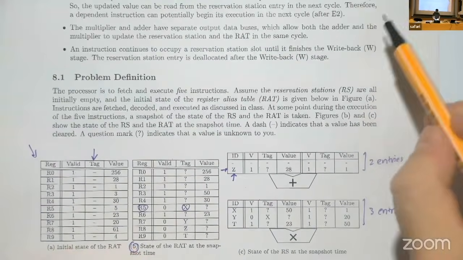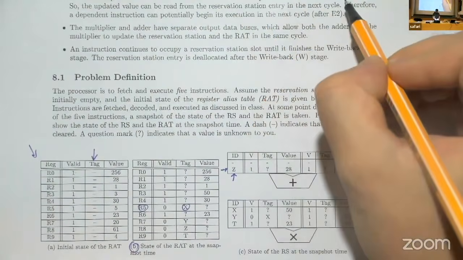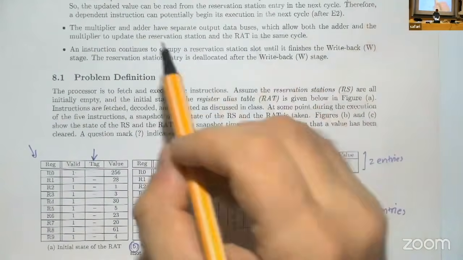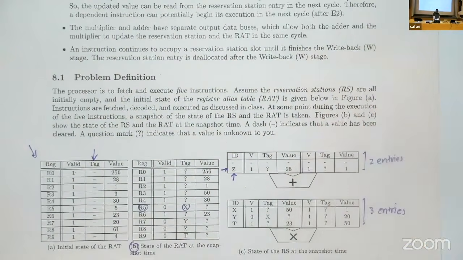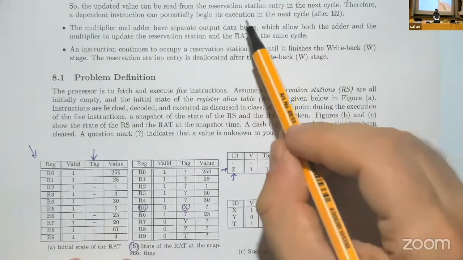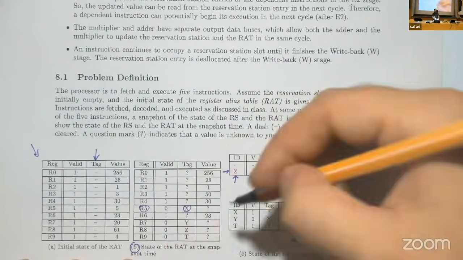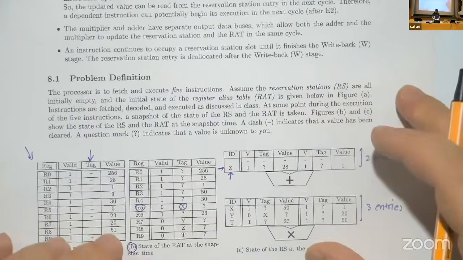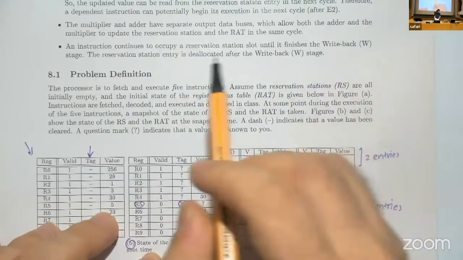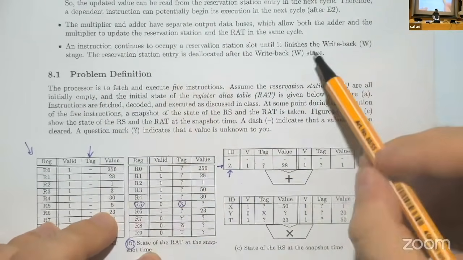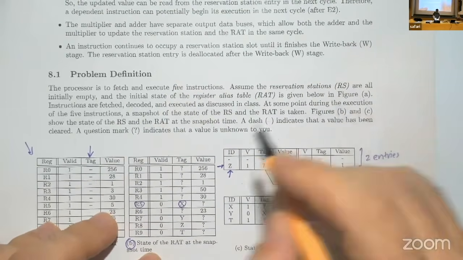And it says here, for example, an add instruction updates the reservation station entries of the dependent instructions in the E2 stage. So the updated value can be read from the reservation station entry in the next cycle. Therefore, a dependent instruction can potentially begin its execution in the next cycle. This information is not really important given the questions that we will have later. The multiplier and adder have separate output buses, which allow both the adder and the multiplier to update the reservation station and the RAT in the same cycle. Again, given the questions, this is not really relevant.